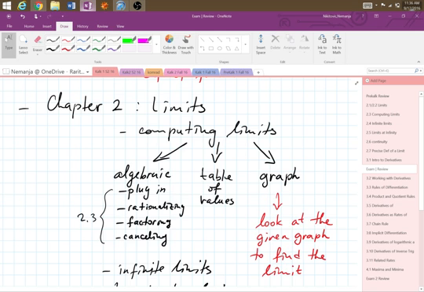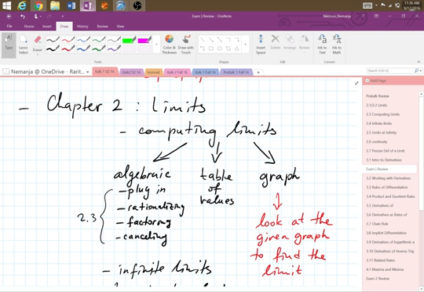In table of values, exactly like it's on the lab, you have a table of values with 6 numbers to compute. You compute from the left, from the right, and if they agree, that's the limit. If they don't agree, the limit does not exist. Very simple.